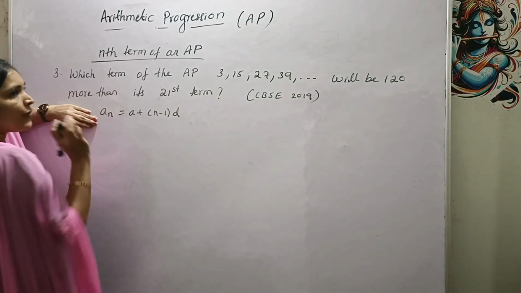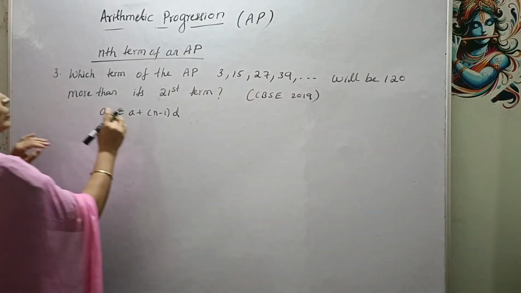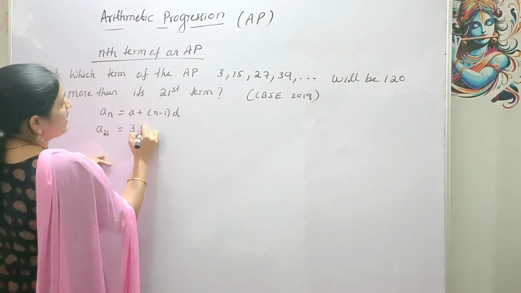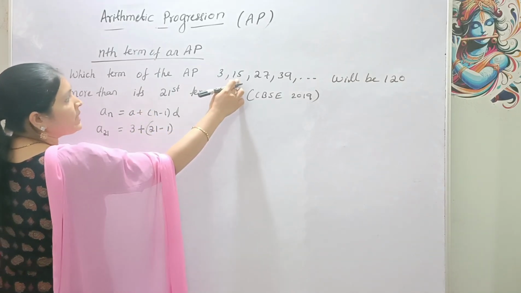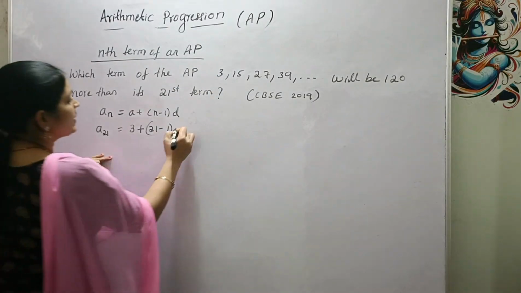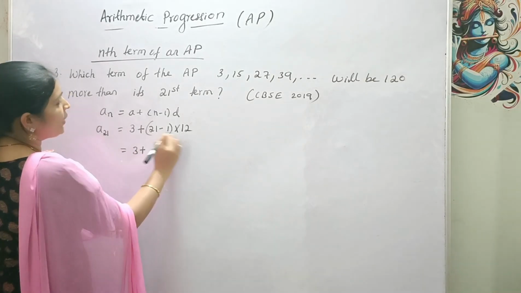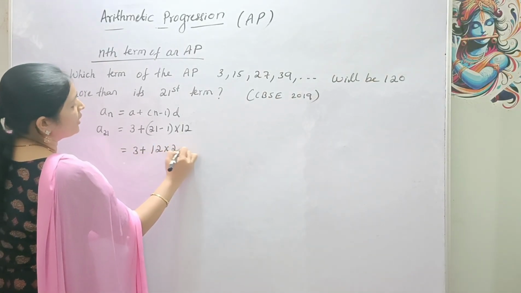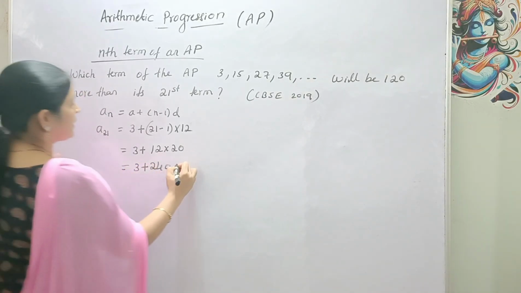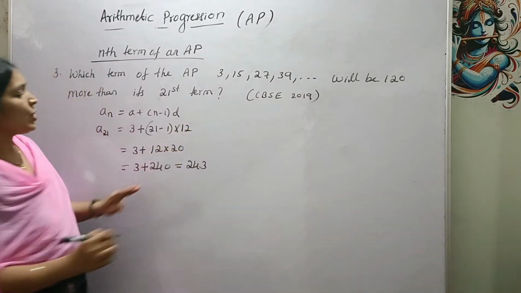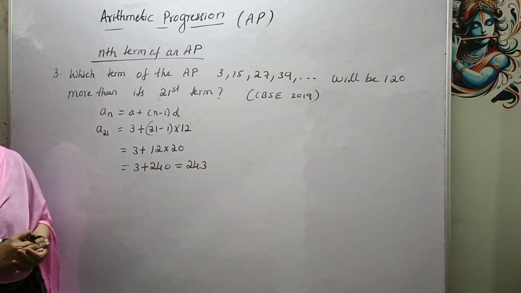Now here, we are going to find the 21st term, that is A21. That is equal to, what is A here? 3. 3 plus n, which is 21, minus 1 into d. What is d? 15 minus 3 is 12. So that is equal to 3 plus 12 into 20. That is equal to 3 plus 240. That is equal to 243. So the 21st term is 243.